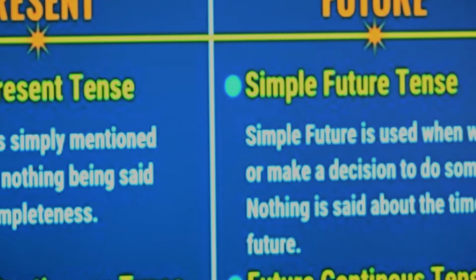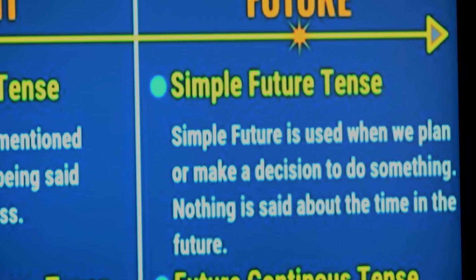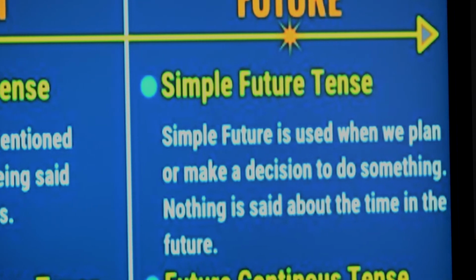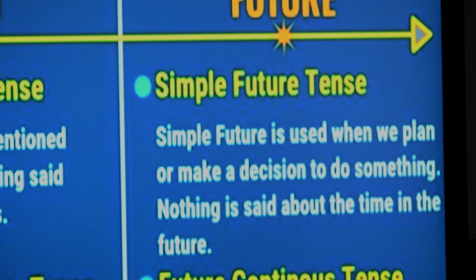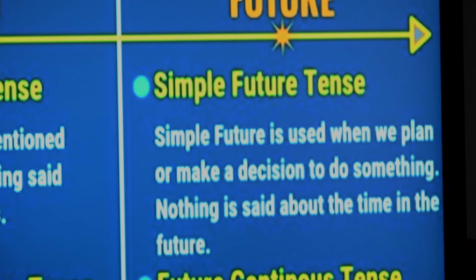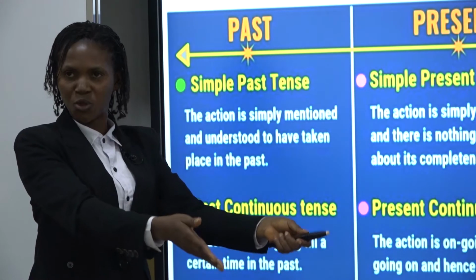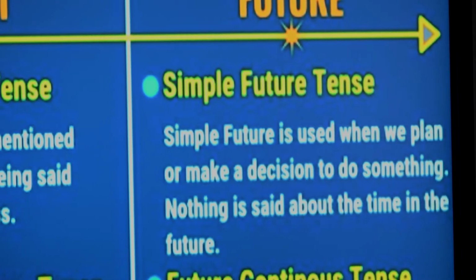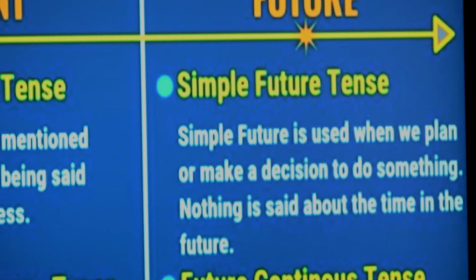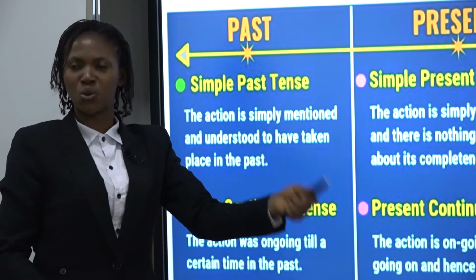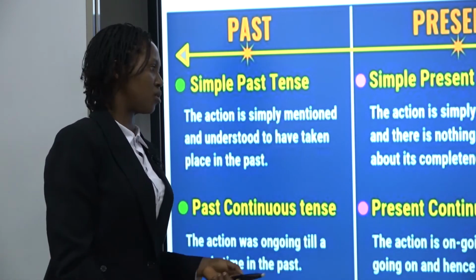Simple future tense is used when we plan or make a decision to do something. Nothing is said about the time in the future. We make the plan, what we are going to do in the future. That is simple future tense. We have planned what we are going to do in the future, but the time we are going to do it has not been mentioned.